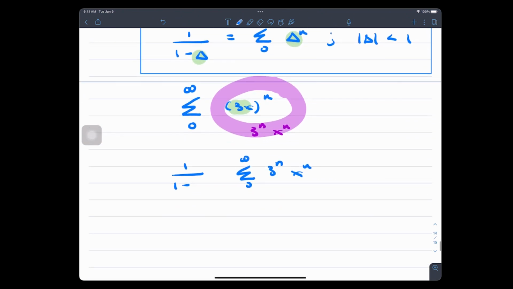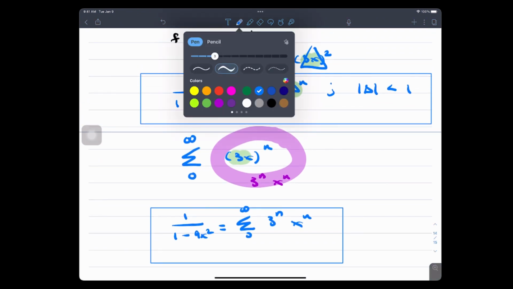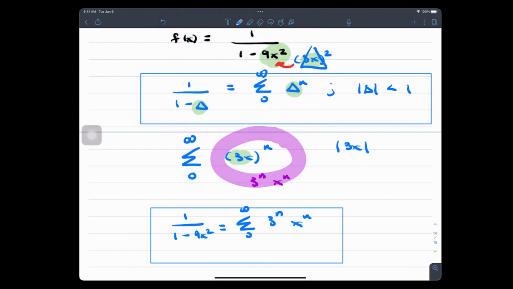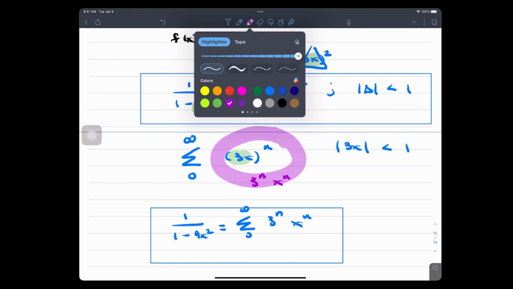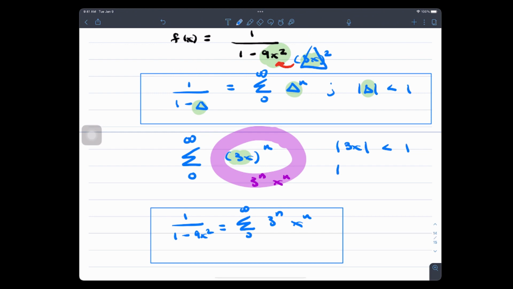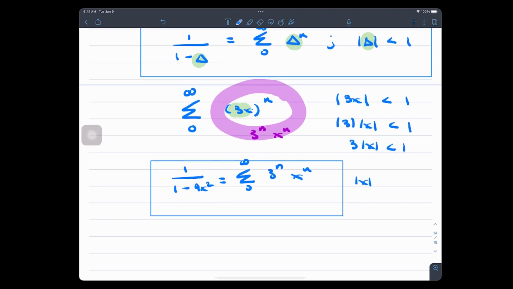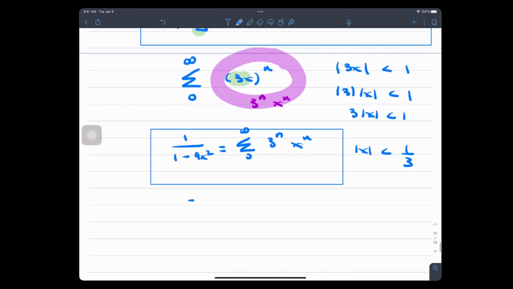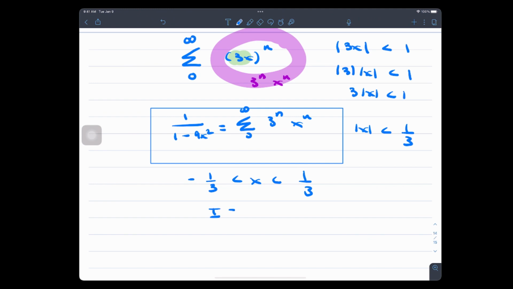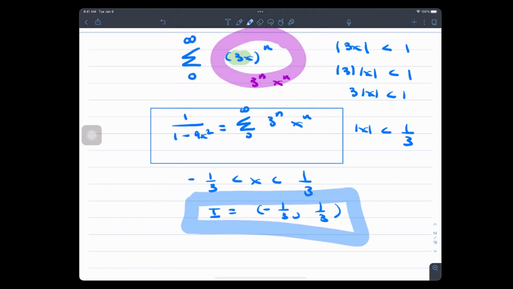So 1 minus 9x squared is simply written this way. And of course, what you require is the absolute value of 3x needs to be less than 1, because this is what goes in that triangle here. And what that means is you got the absolute value of 3 times the absolute value of x, which is 3 absolute value of x. So you have convergence for the absolute value of x being less than 3, which means your interval of convergence here is what you have here. So here's my interval of convergence here. Negative 1/3, 1/3, and that's what we're looking for.